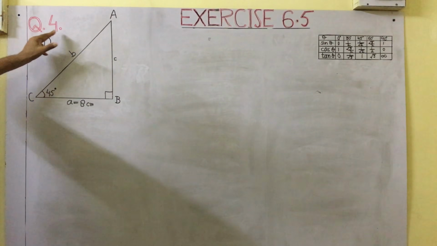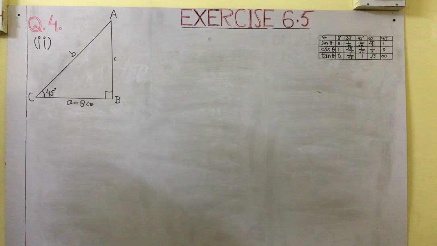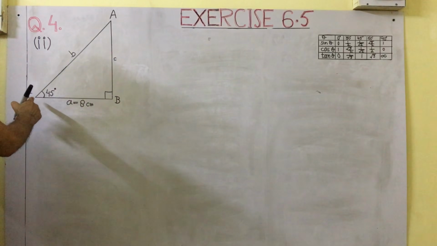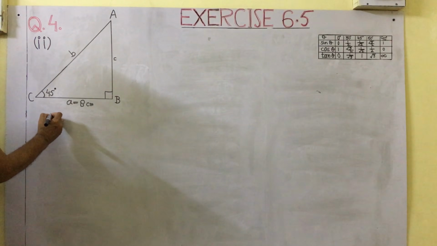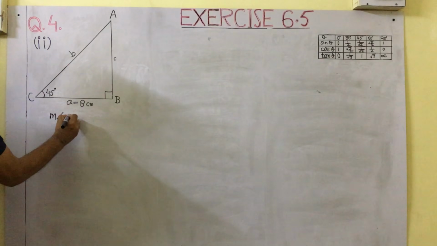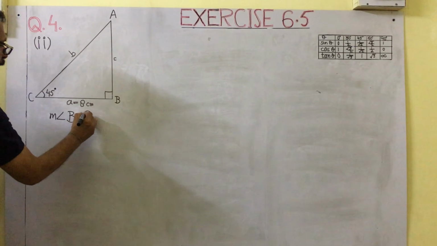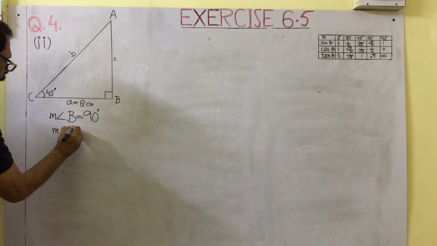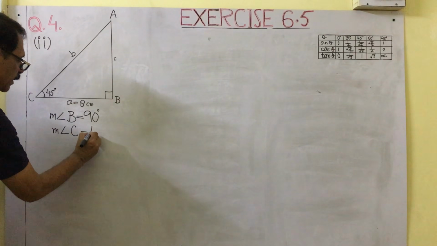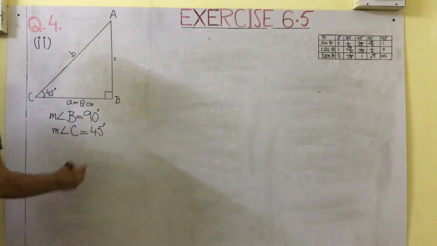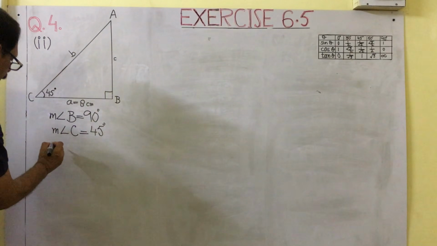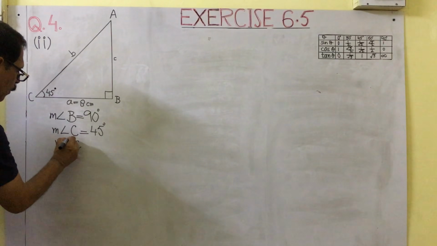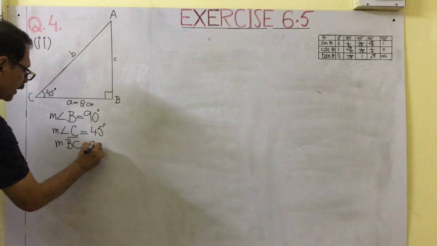We are doing part 2 of question number 4. Given is right angle triangle ABC, in which angle B is 90 degrees, angle C is 45 degrees, BC is equal to 8 centimeters.